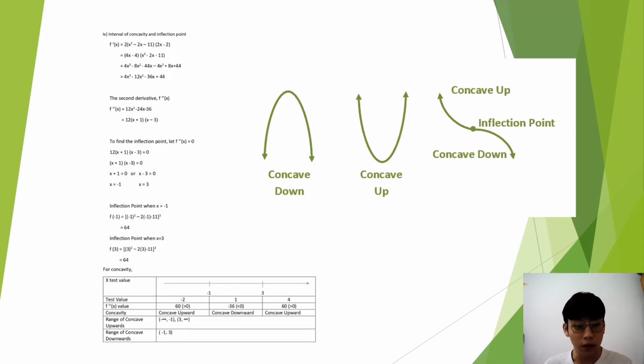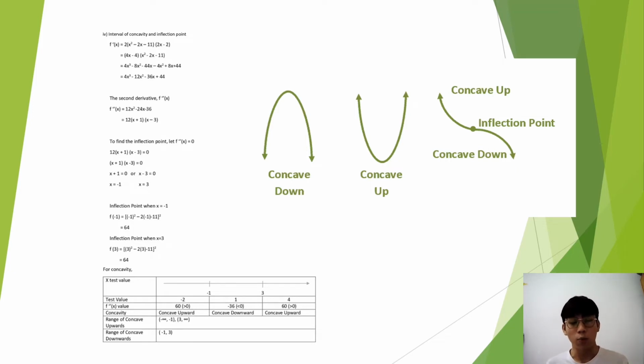Next we're going to find the concavity. We sub a value before negative 1 to find whether the graph is concaving upwards or downwards. The same concept applies for negative 1 to 3, and of course for values beyond 3. For example, we can sub the value negative 2. Right here we sub negative 2 into the second derivative. If the value is positive, the graph is concaving upwards. When we sub negative 2, we get the second derivative value of 60. So it's positive, which means the graph before negative 1 is concaving upwards.